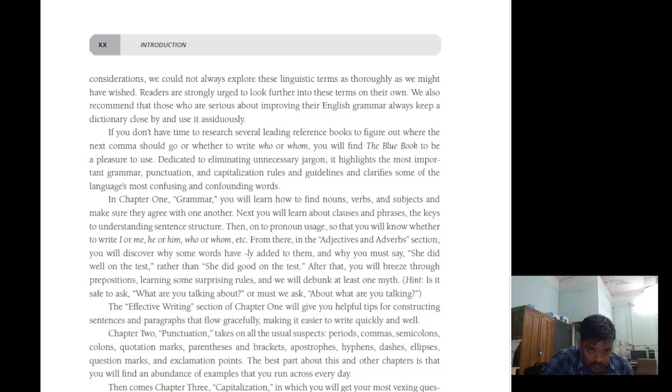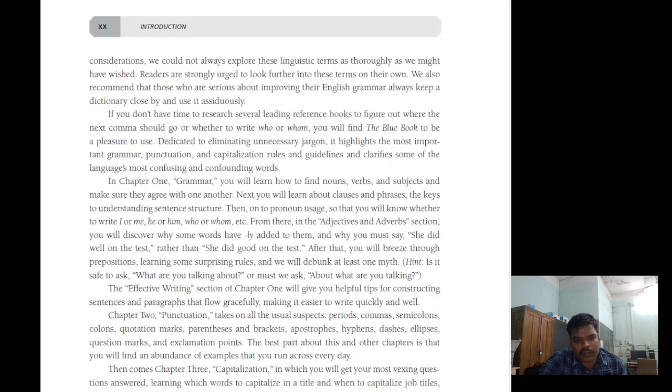Is it safe to ask "What are you talking about?" or must we ask "About what are you talking?" The effective writing section of Chapter 1 will give you helpful tips for constructing sentences and paragraphs that flow gracefully, making it easier to write quickly and well.